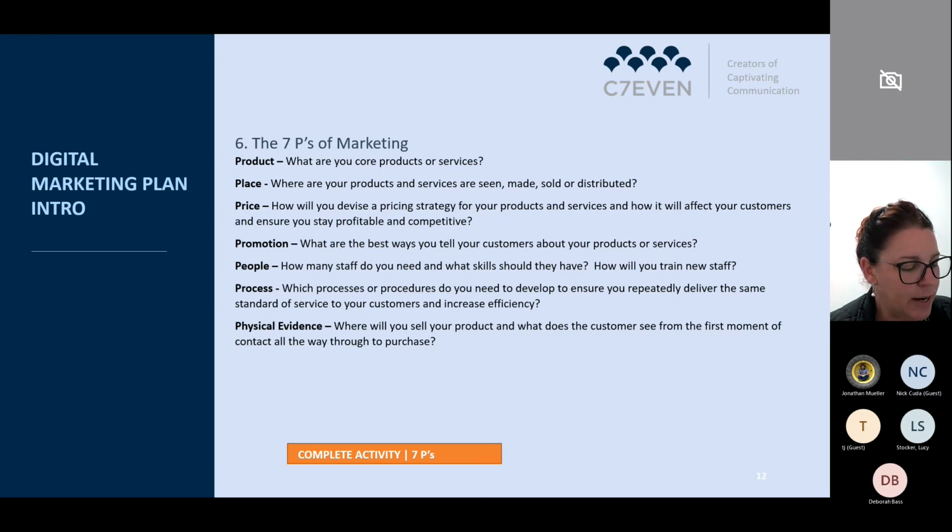People. How many staff do you need and what skills should they have? So how will you train new staff? So that starts to look at your whole HR management side of the business as well, and how those staff facilitate that product or service. And processes. So which processes or procedures do you need to develop to ensure you repeatedly deliver the same standard of service to your customers and increase efficiency? So McDonald's is obviously perfect for this.